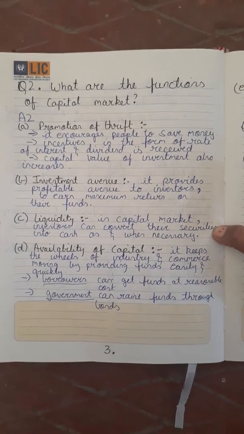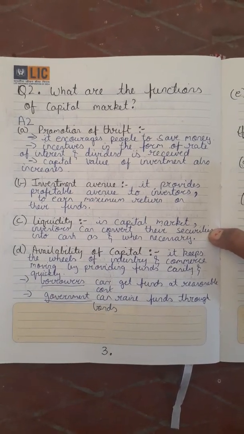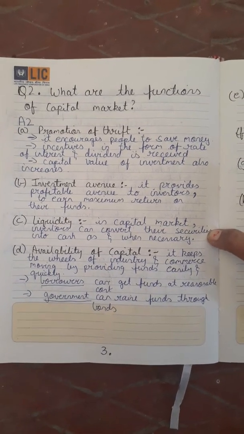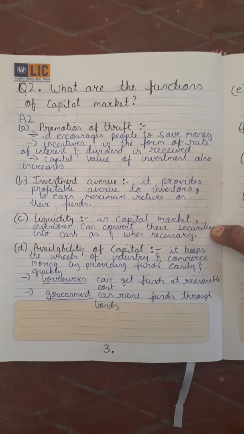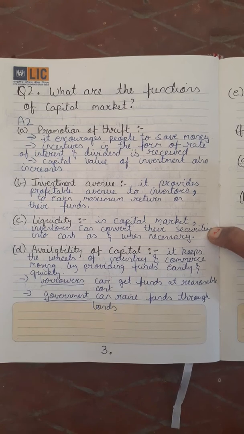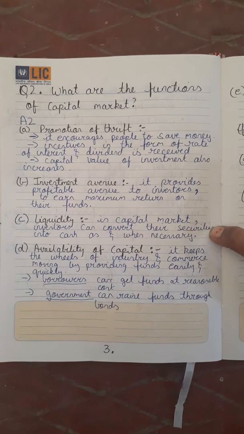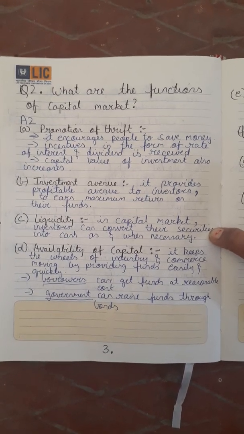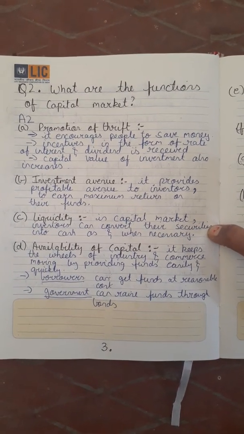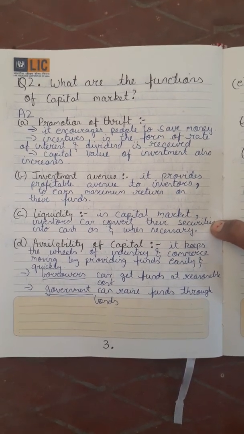What is the role of capital market in a business, or what functions does capital market provide to businessmen? First is promotion of thrift. Capital market encourages people to save money. When people save money, they invest it so that they can enjoy a good rate of interest and dividend can also be received. Not just do they earn interest, but the value of their capital also increases when investment is done.